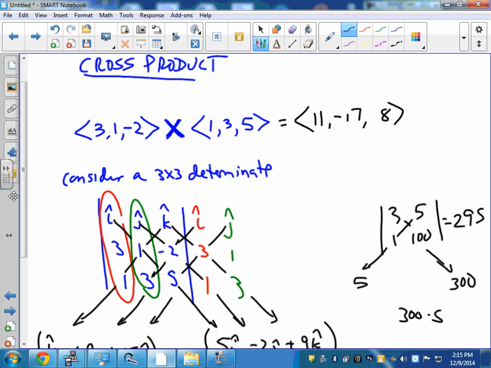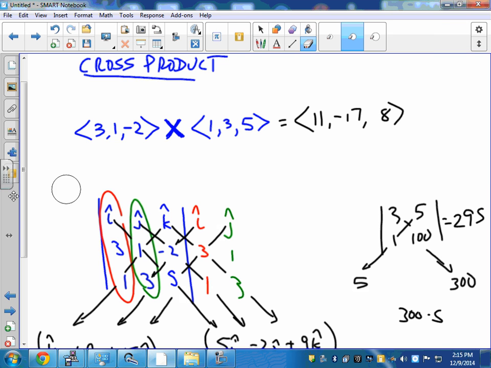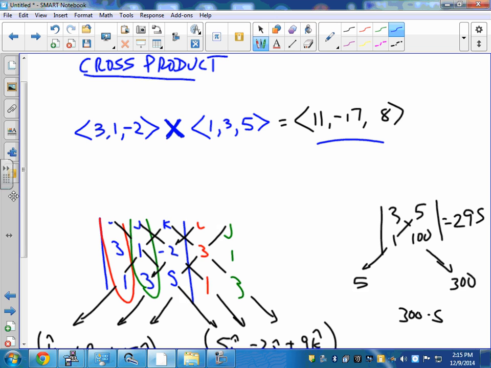Now, again, I started off with some fairly benign looking numbers and I get 11s and 17s and things like that. How can you tell whether you did it right? Well, here's the check, and it's a pretty easy check. The work can be hard, but the check is super easy. This guy is orthogonal to the other two. If you dot this with this one, you better get zero. Well, let's see. Dot products are super easy. 3, 1, negative 2 dotted with 11, negative 17, 8 is supposed to be, question mark, 0.